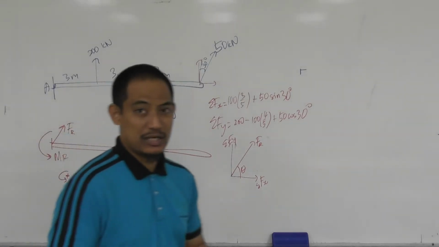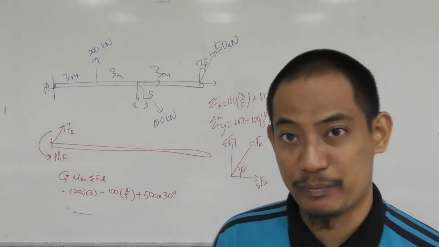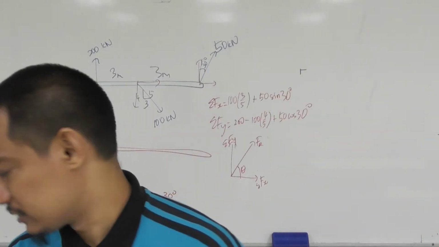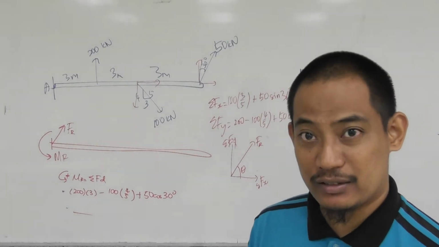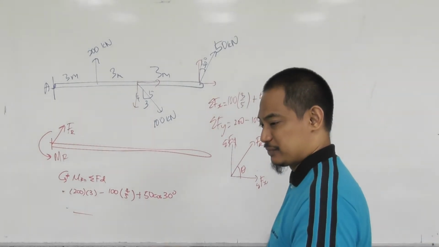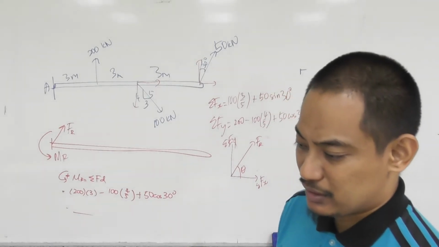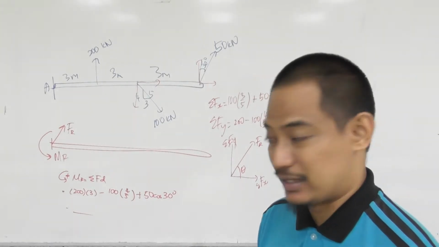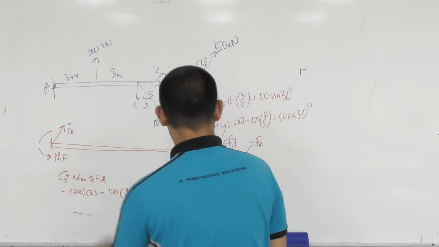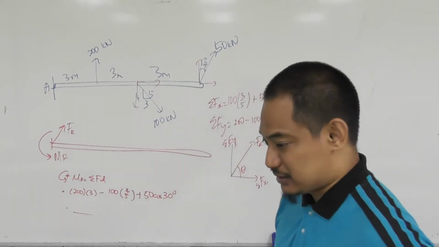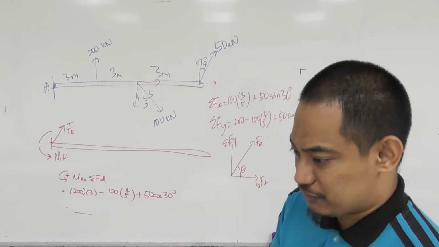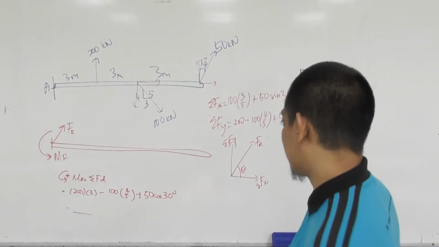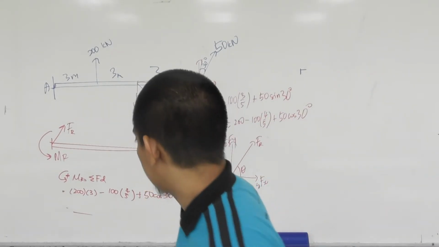Right, so that's how you solve for scalar operation. It's not difficult, it's just you know what to do. Right, but this is not yet the end of the question, right? Because this is only the first part, which is find the equivalent resultant force and couple moment acting at A. So we have this one.